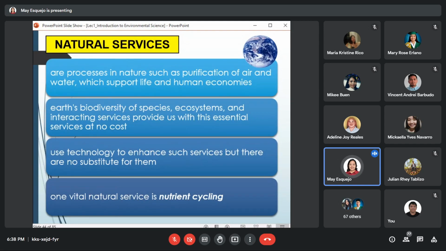So example of these services is purification of air and then water, which are very important to support life and human economies. Part of these services is the nutrient cycling. Why is it very important or vital for nature? Because in the environment, of course, nutrients are important in order to support the growth and development of organisms and so much more.